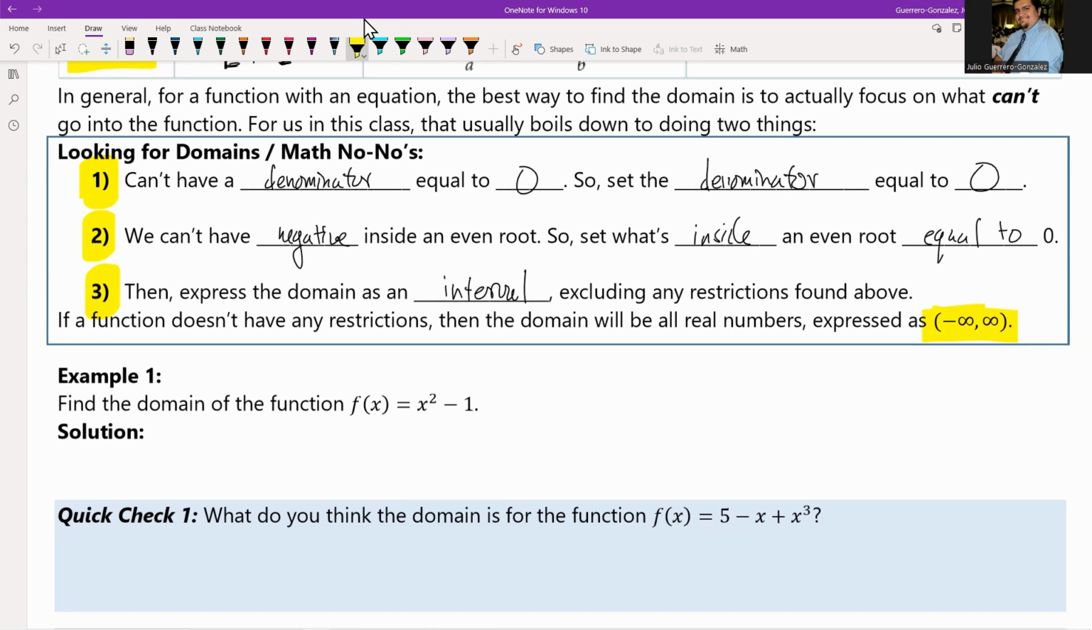So for example 1, let's take this function right here. And we're going to go down the list. Number 1, looking at this function, does it look like we are going to be dividing by 0? There is no division present, so there is no divide by 0. So no division, so therefore, no divide by 0.